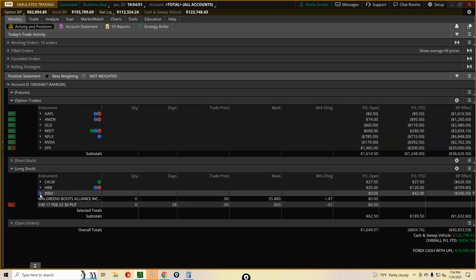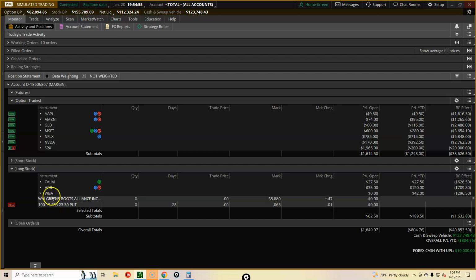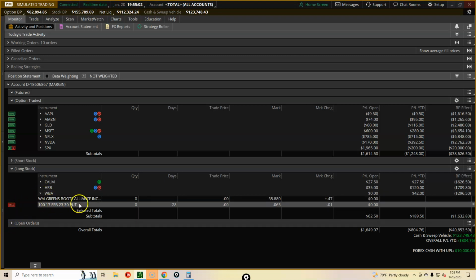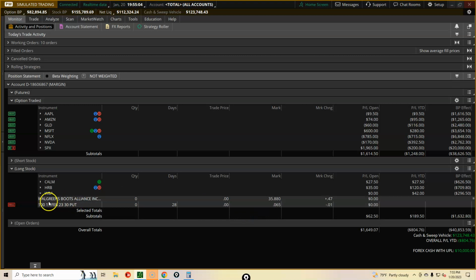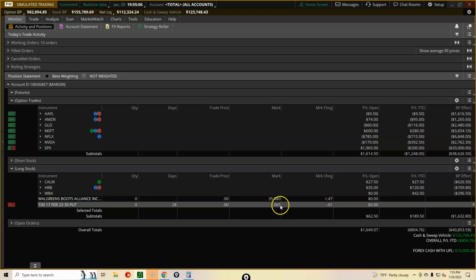Right here though, I have this open order on Walgreens actually, but no open orders under that tab. What I'm trying to do is sell a cash secured put option on Walgreens. See this mark where it says 0.065?